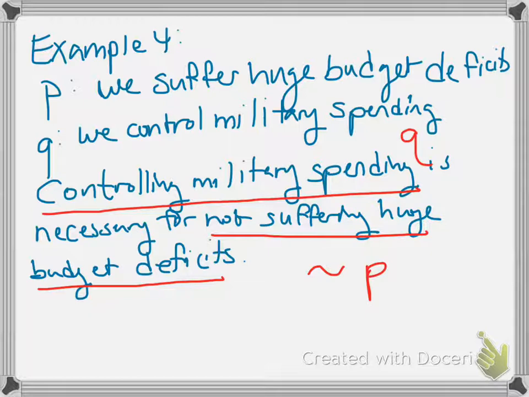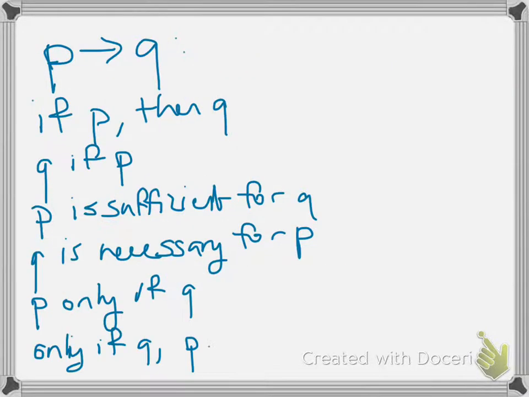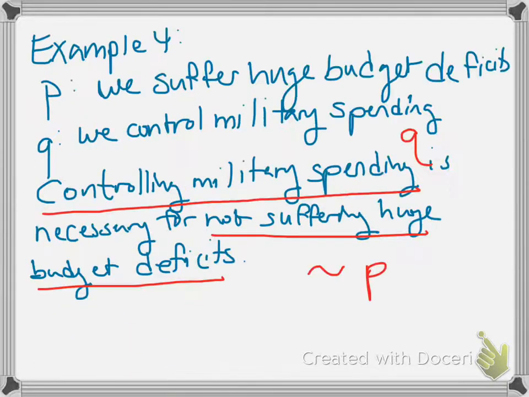So if we go back and look at is necessary for, Q is necessary for P was how we would write if P then Q. So then that tells us that the second part, not P, is actually our hypothesis, and then Q is going to be our conclusion.